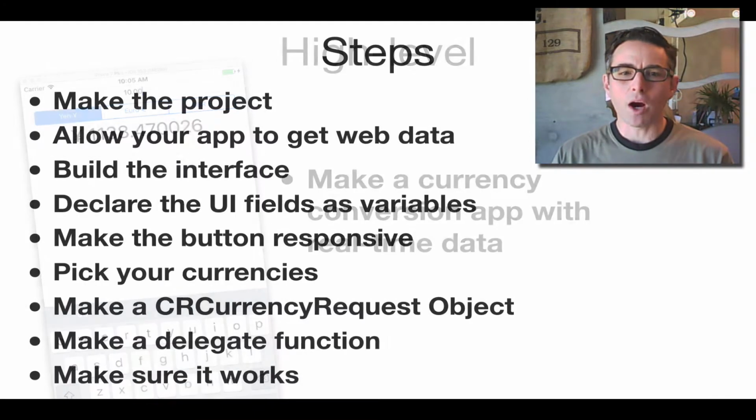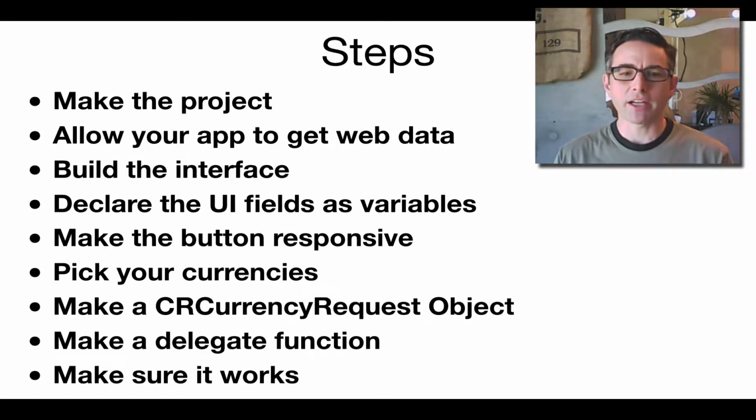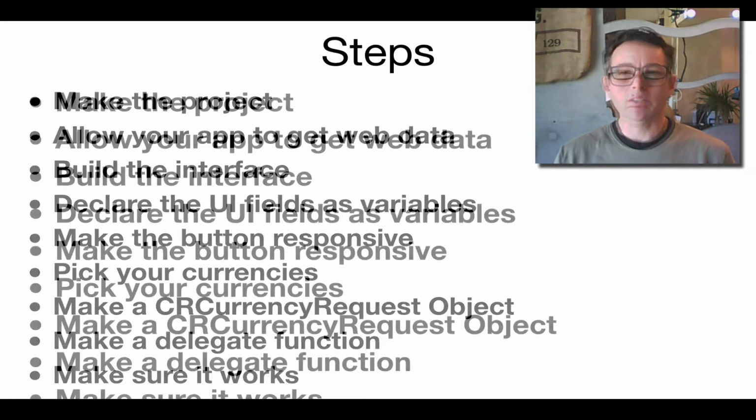All right, so the steps we're going to walk through in order to do this are: first, we're going to make our project. Then we're going to allow our app to get web data. Then we're going to build the interface that we need in order to make this work. We're going to declare our UI fields as variables and bind them to those variables. We're going to make our elements interactive. We're going to pick the currencies that we want to convert from. We're going to make the CRCurrencyRequest object, which is provided by a CocoaPod we're going to install. We'll make a delegate function, so after we go out and request the conversion rates, we'll get a callback within our application saying those are ready to go. And then finally, we'll make sure that it all works.